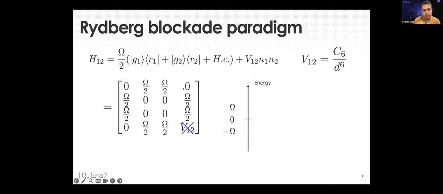So what does the spectrum look like? It's a little hard to diagonalize this exactly, so I like to play a little trick. First I kill V12, and what you see is that this is just a sigma x tensor identity plus identity tensor sigma x. So the eigenvalues are plus or minus omega over two, plus or minus omega over two. So there are four states: one of them has energy omega, two of them have energy zero, and one has energy minus omega. If I reverse the problem and I kill the omegas but leave V12, now this is diagonal and very easy. I clearly have three states of energy zero and one state with energy V12, which depends on the distance between the two qubits.